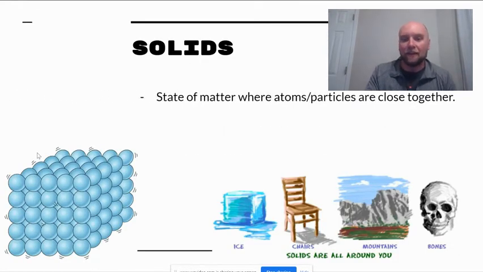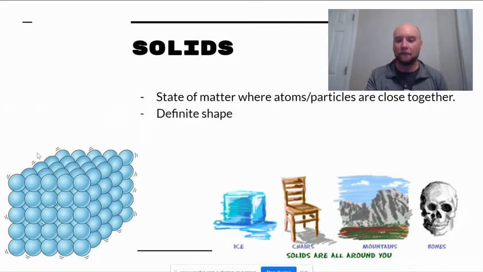This is a state of matter where particles are close together. So very, very close together. They have a definite shape, like a chair is a chair shape, a mountain is a mountain shape, ice is whatever shape you freeze it in. It has a definite volume, so it takes up a certain amount of space. Like the chair or the mountains are not going to change how much space they take up.